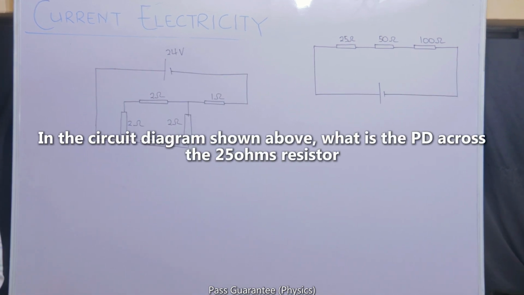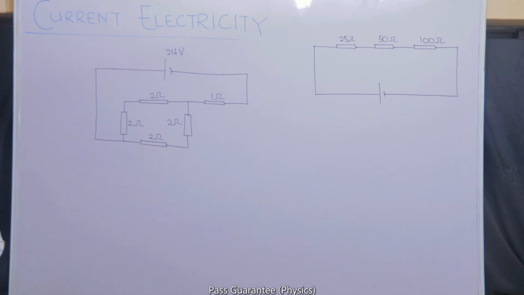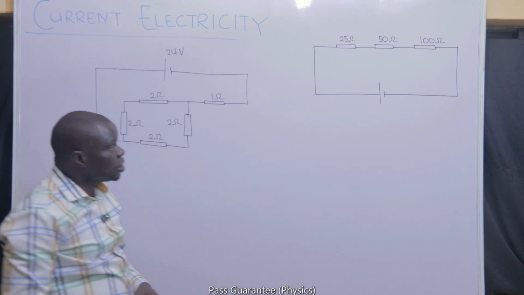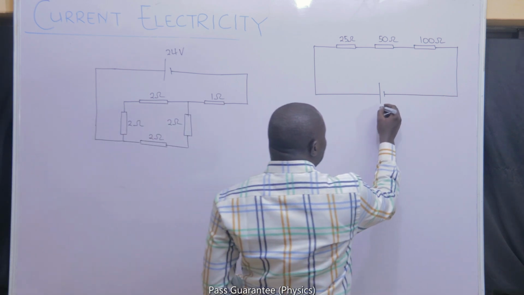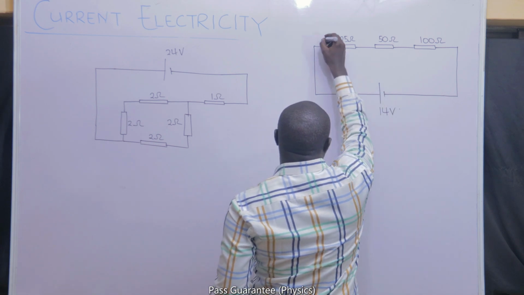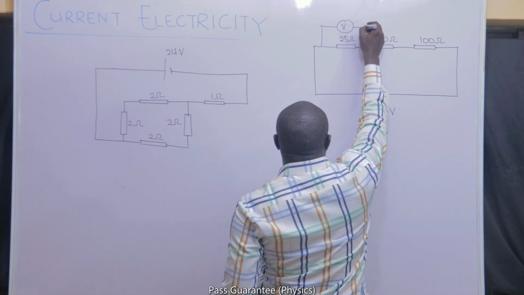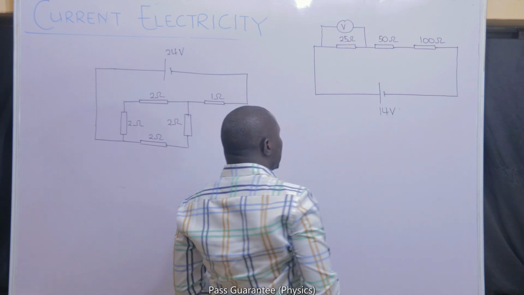In the circuit diagram shown above, what's the potential difference across the 25 ohms resistor? There's one more piece of information in the question. We are given the potential difference for this to be 14 volts. We want to find the potential difference across the 25 ohms resistor. Whatever they want you to find, please indicate it.